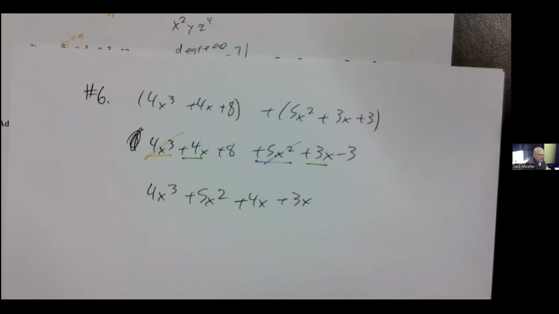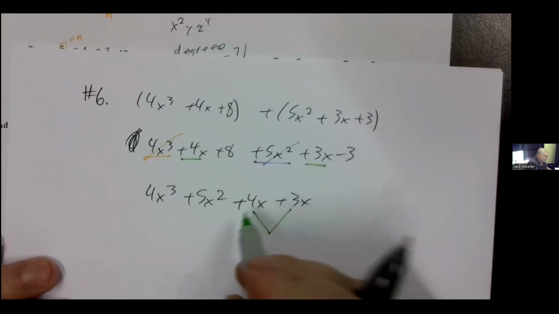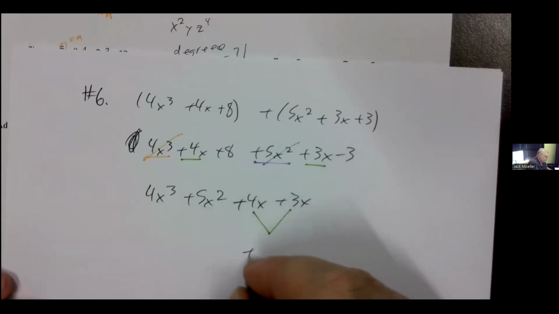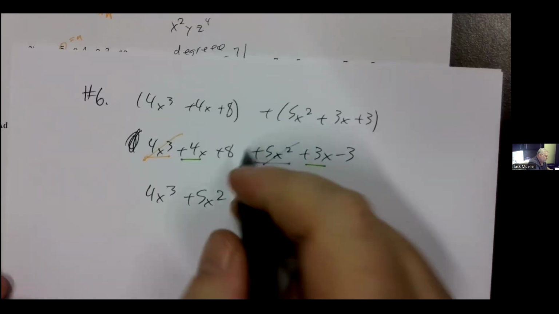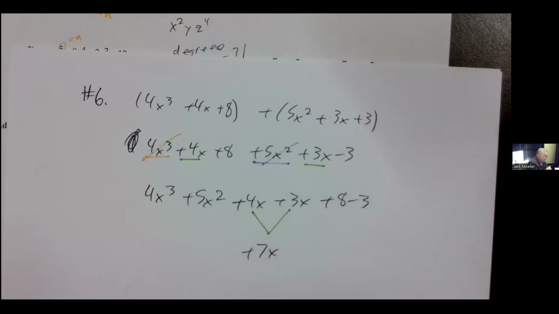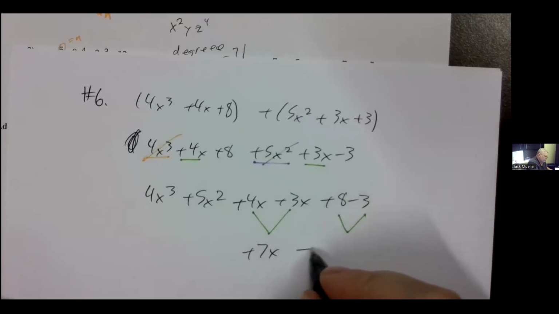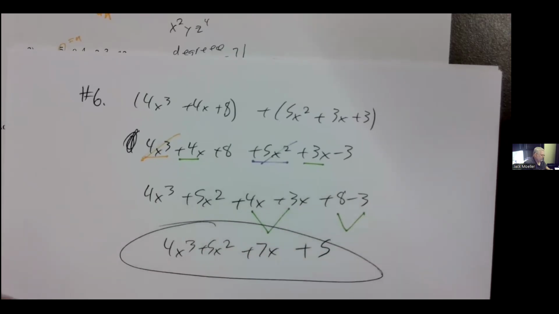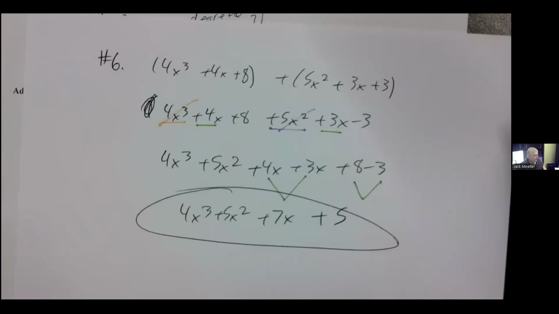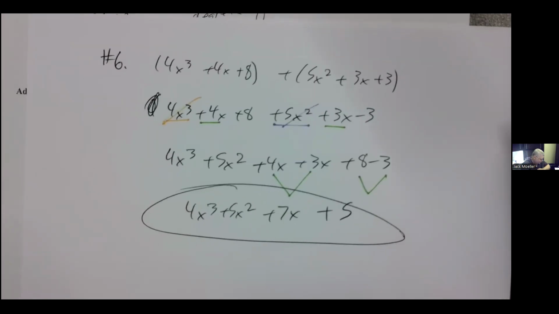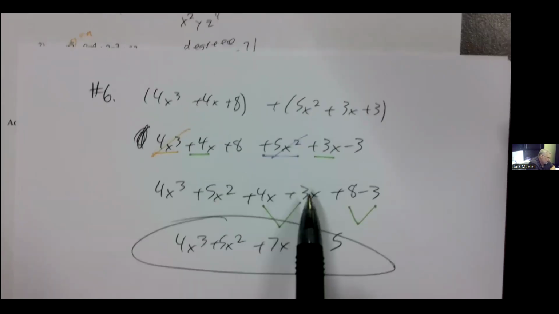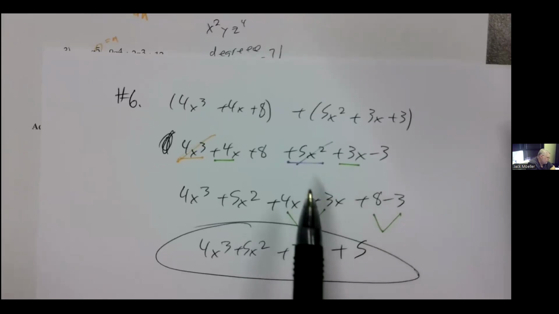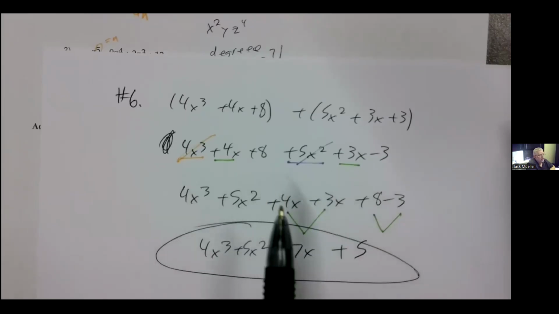How do we do plus 4x plus 3x? We do 4 plus 3, so that is 7x. Then we've got plus 8 minus 3, which goes to plus 5. We've got 4x cubed plus 5x squared plus 7x plus 5. Then we're done, because we're just simplifying. We're just adding, combining like terms, and we're done. That's how I've been doing this a while, so that's what I'm most comfortable with.